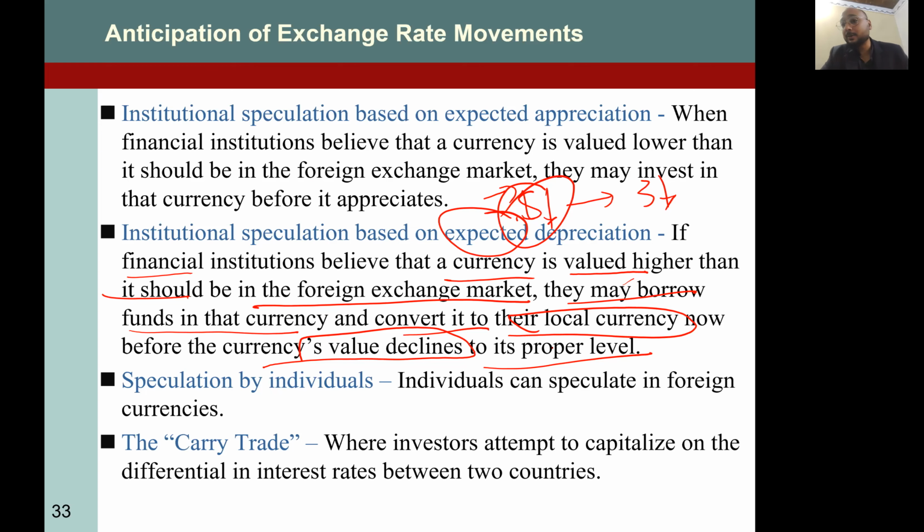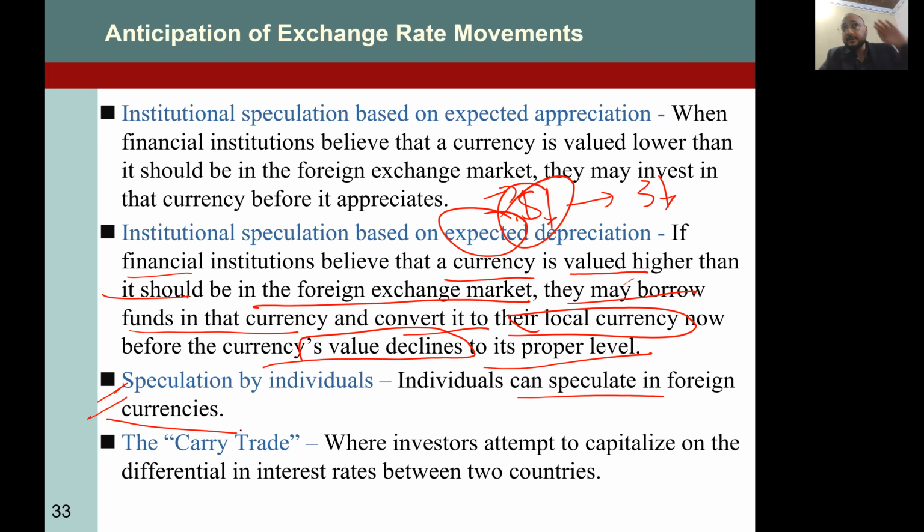So this is called speculation, when you are betting on currency exchange rate movement. It is done by individuals, day traders or week traders or whatsoever, like me. If I want to earn some money, it's due to foreign exchange currency movement, so I can also speculate. So individuals can also speculate in foreign currency if they know that the currency is going to increase. They buy right now, and when the currency increases, they sell it.